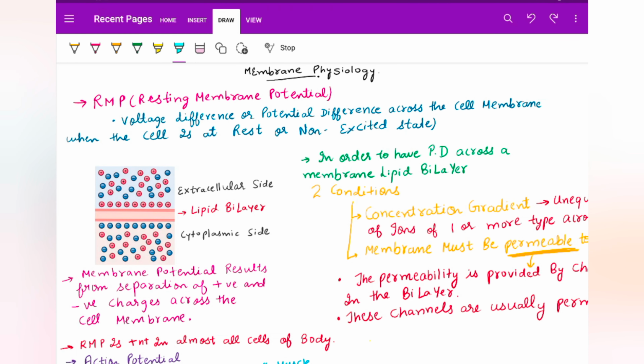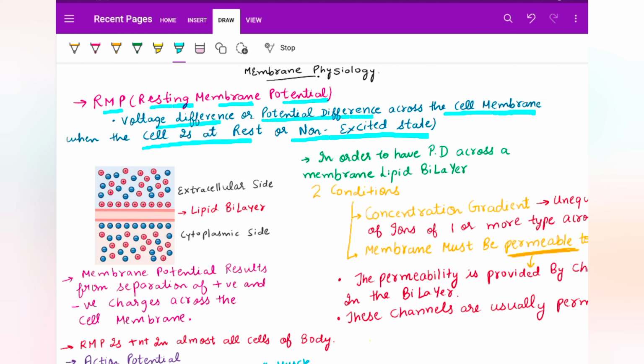Hello everyone. Today we are going to talk about membrane potentials, especially RMP, what exactly it is and how it is formed. So RMP stands for resting membrane potential, and it is defined as the voltage difference or potential difference across the cell membrane when the cell is at rest or in the non-excited state.